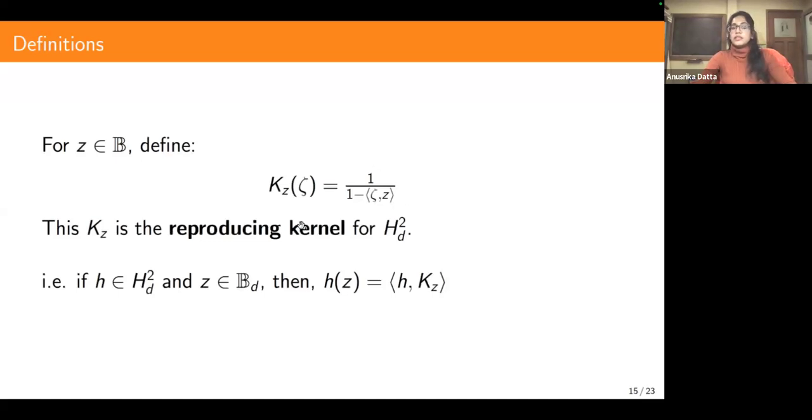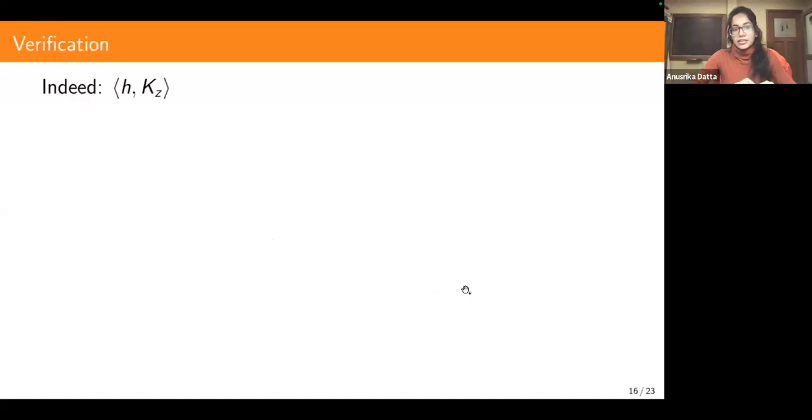Now we introduce the reproducing kernel, which is a function defined by 1 over 1 minus the inner product of zeta and z. We say that this is a reproducing kernel for the Drury-Arveson space because it reproduces your function. What does that mean? If we take the inner product of any function on the space with this reproducing kernel for a fixed z, then we get the evaluation of the function at that point. I know it's hard to believe, so let's see how it actually works.